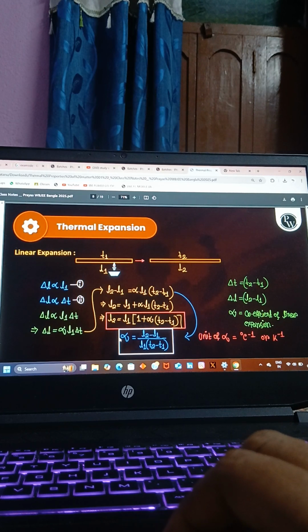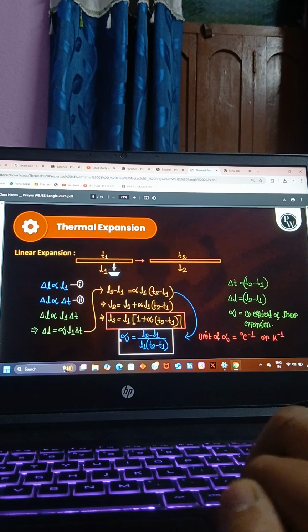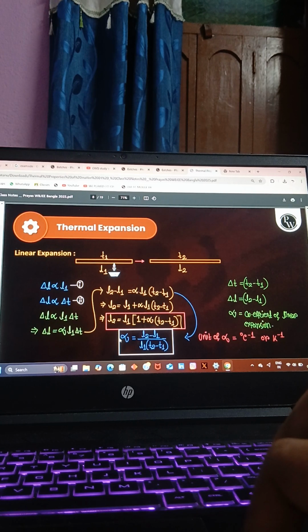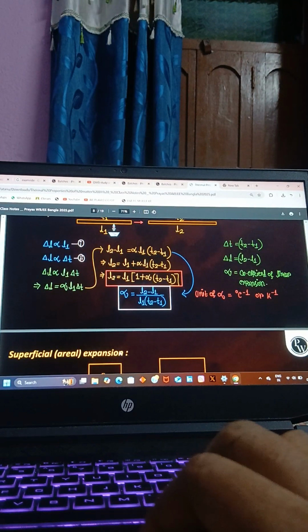Alpha equal to delta L by L1, the primary length, the first case rod length, into delta T. Okay, let's move to the next page.